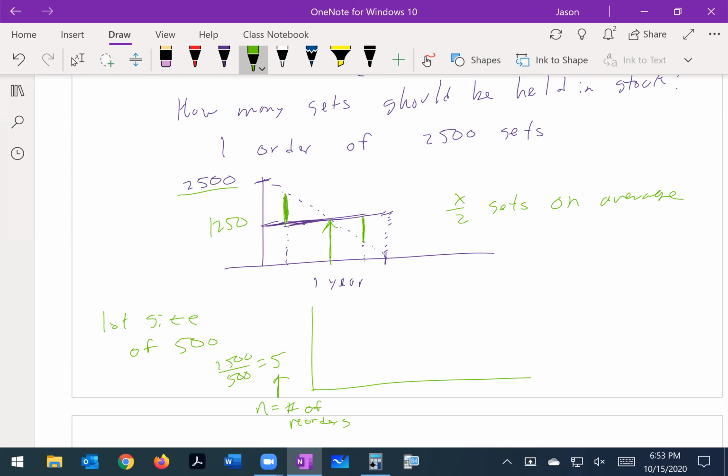If I did 2,500 divided by 2,500, which is the lot size, I would have 1 order. Here I have 5 orders.